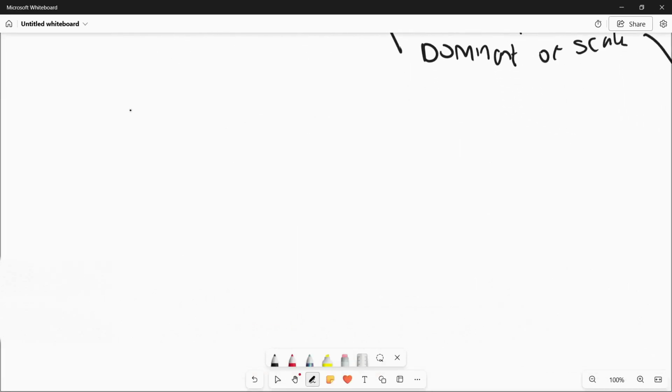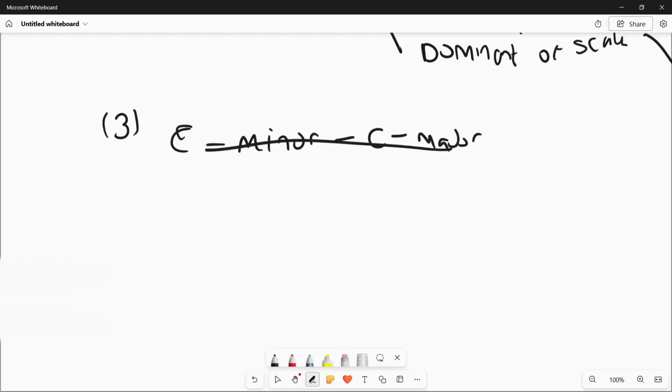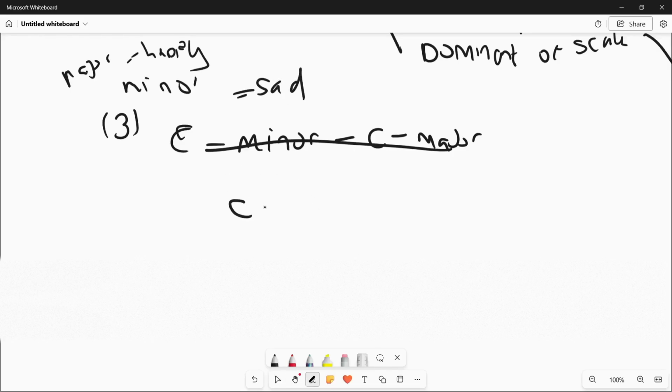The other thing is that there's also a scale called C minor, which begs the question, if there's C major and C minor, then why do people say major is happy and minor is sad? Because we know the relative minor of C major is A minor, and both of these scales have no sharps and flats.